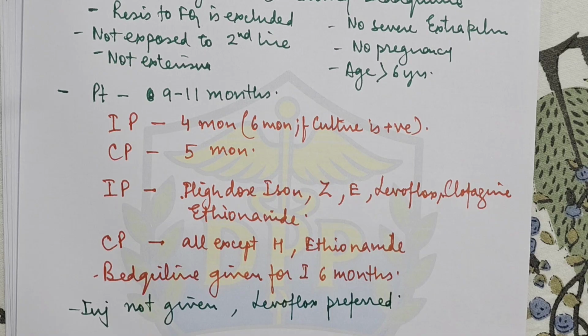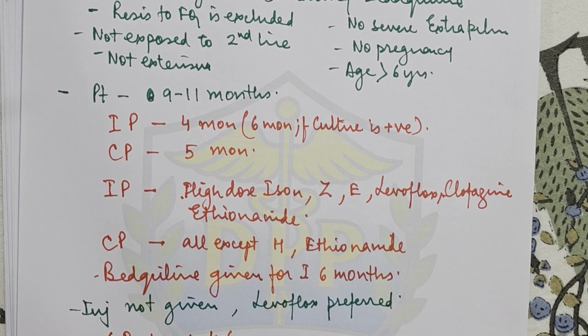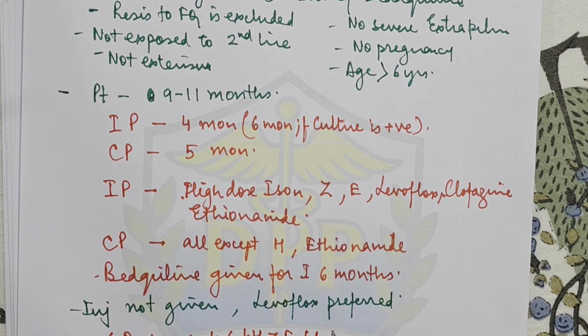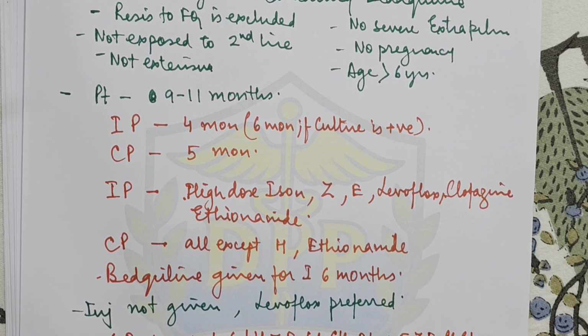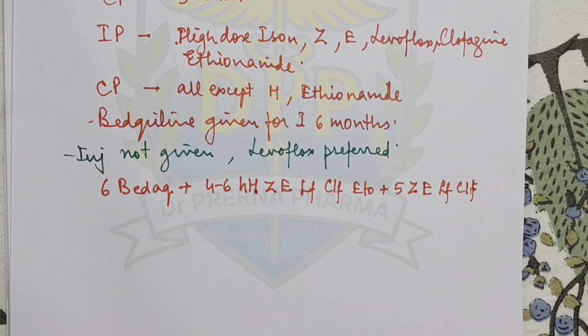So in short, for 6 months bedaquiline, plus for 4 to 6 months high dose isoniazid, pyrazinamide, ethambutol, levofloxacin, clofazimine, ethionamide, plus for 5 months pyrazinamide, ethambutol, levofloxacin, clofazimine. Right. So this is the therapy for the MDR TB shorter regimen containing bedaquiline.